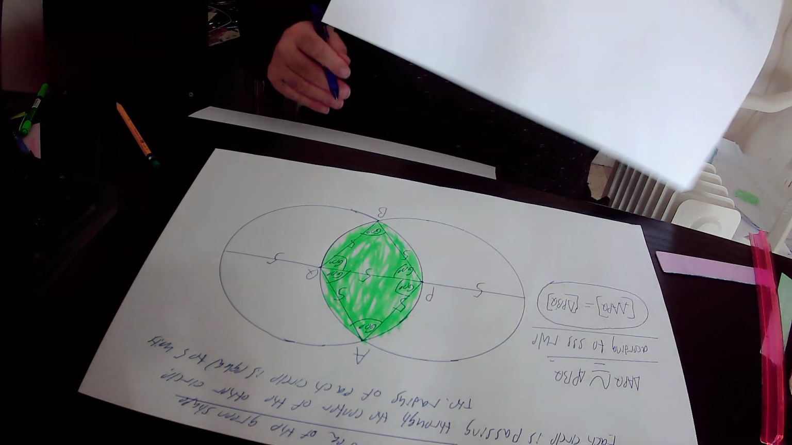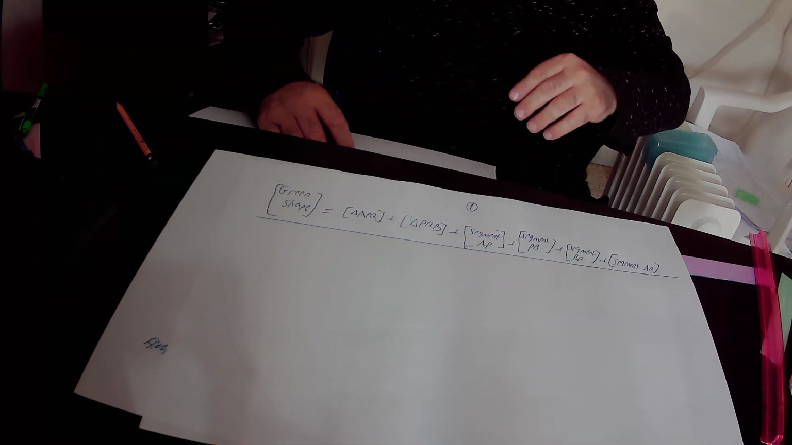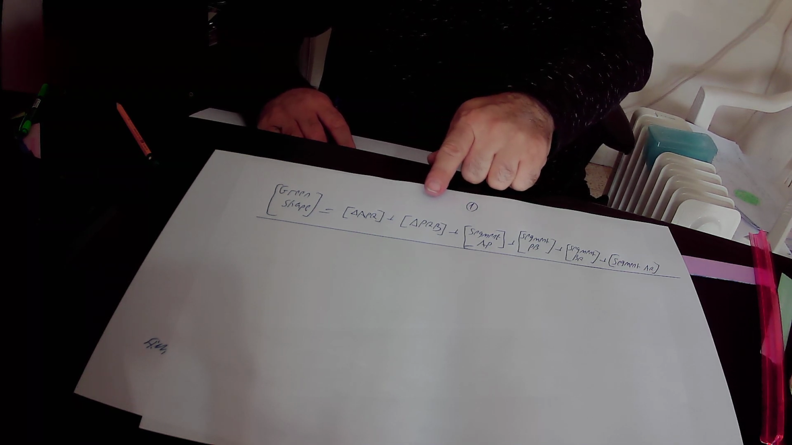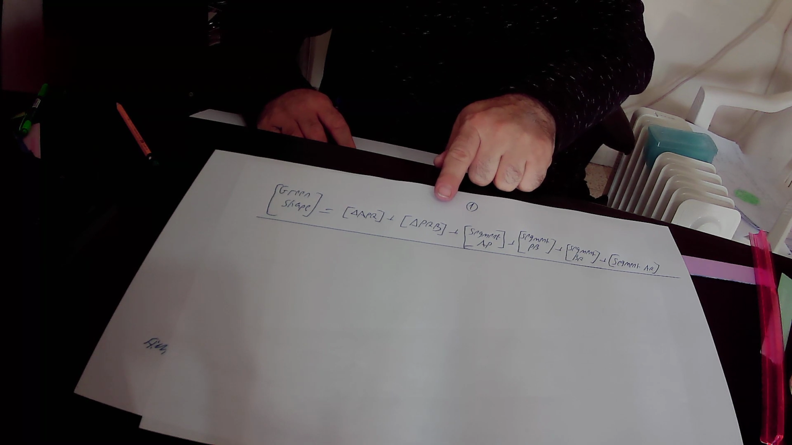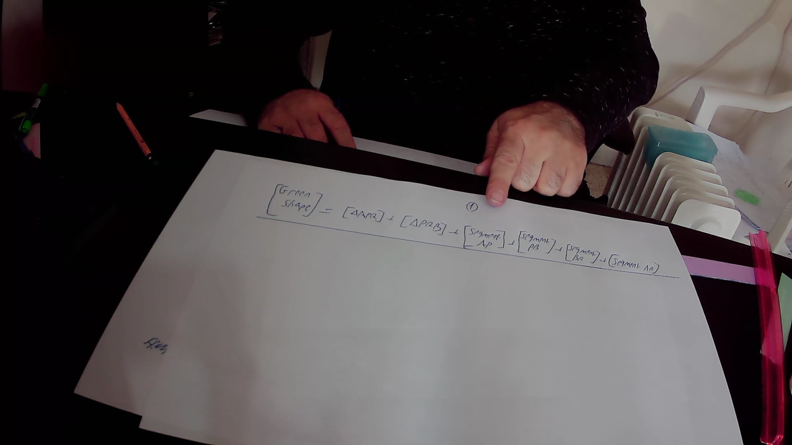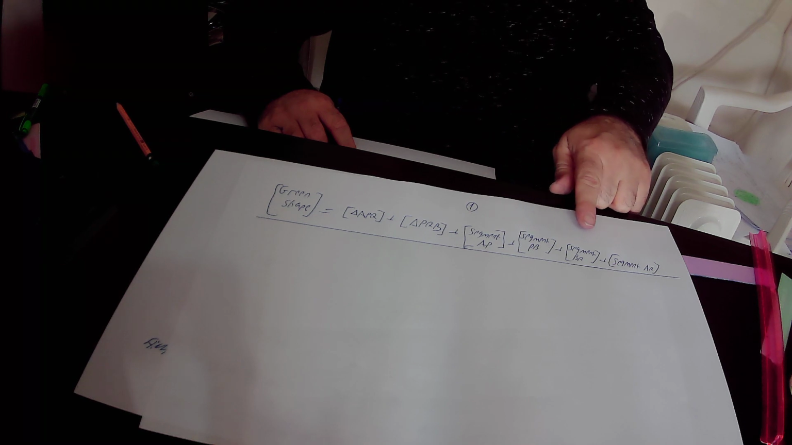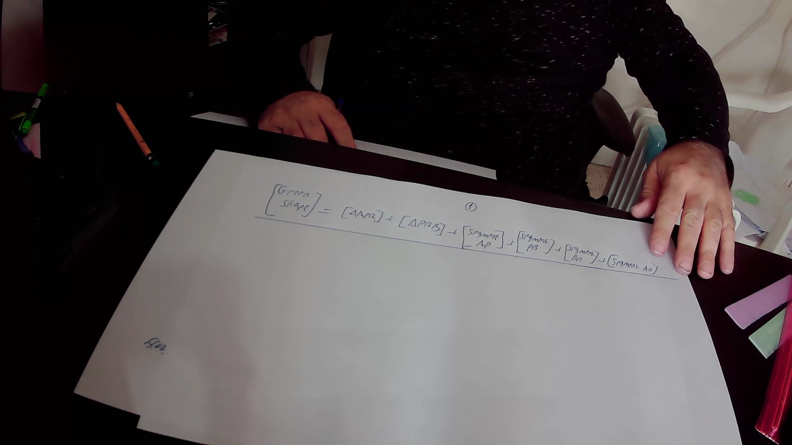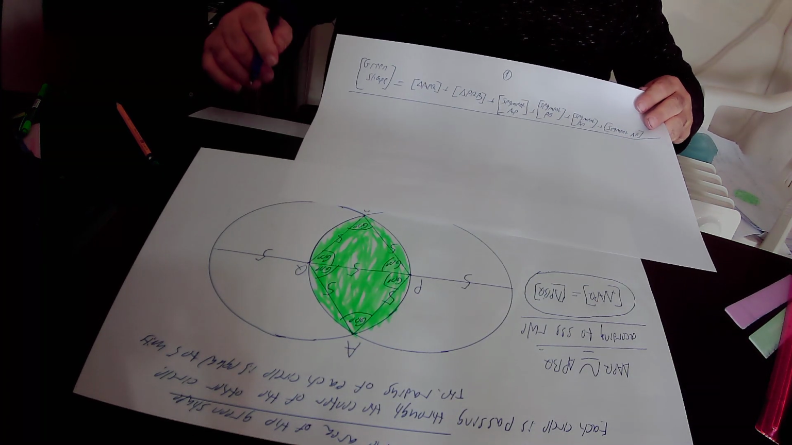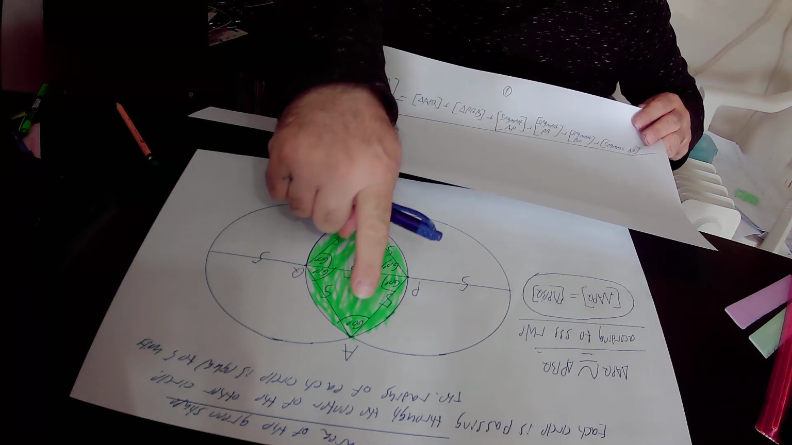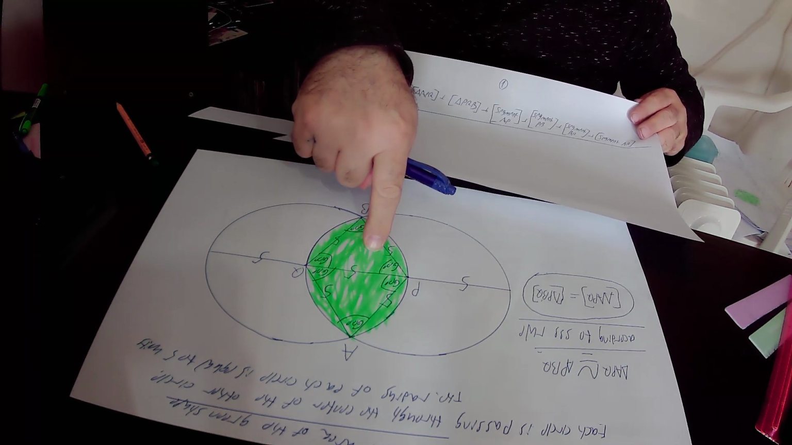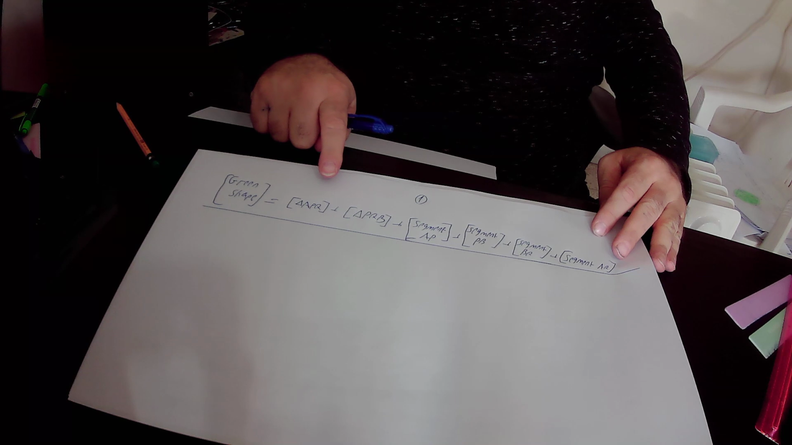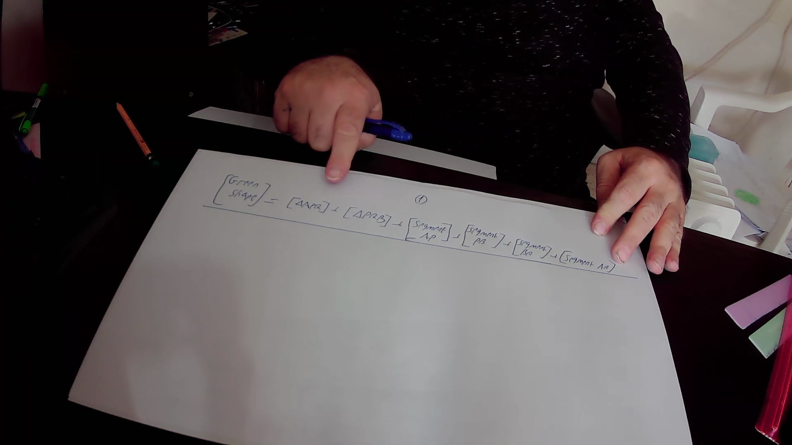I repeat again, the area of the green shape equals the area of the equilateral triangle APQ plus the area of the equilateral triangle PQB plus the area of segment AP plus the area of segment PB plus the area of segment BQ plus the area of segment AQ. But because we have already found out that the area of the equilateral triangle APQ is equal to the area of the equilateral triangle PBQ, we can substitute the area of triangle PQB by the area of triangle APQ.